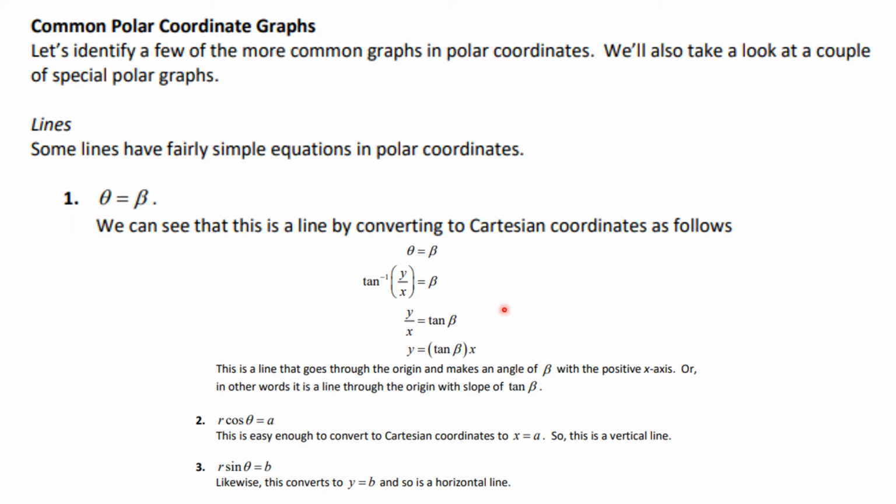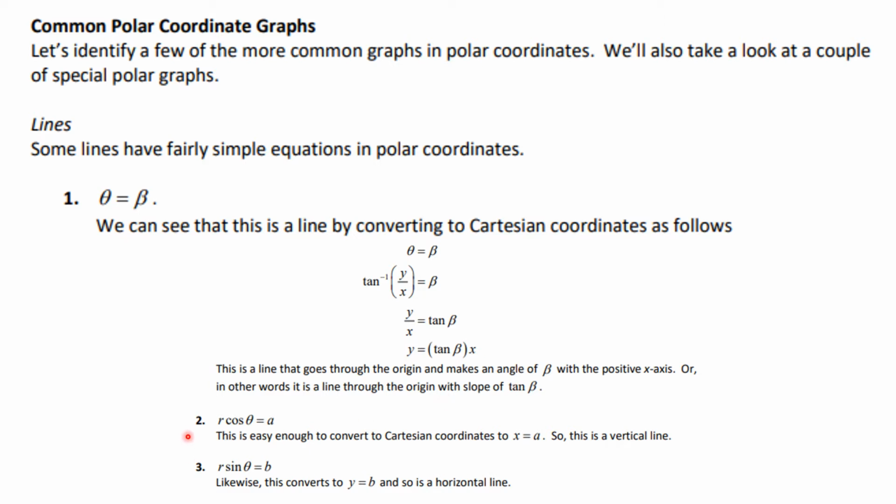We can see this is a line by converting it to Cartesian coordinates as follows. We know if theta equal beta, then theta is equal to the inverse tangent or arctangent of y over x, equaling beta, and that means that y over x is equal to the tangent of beta. So I multiply both sides by x, and I get that y is equal to tangent of beta, which is a constant, times x. So this is a line that goes through the origin and makes an angle of beta with the positive x-axis. Or in other words, it is a line through the origin with a slope of tangent of beta. This could be a positive or negative slope depending on what beta is.